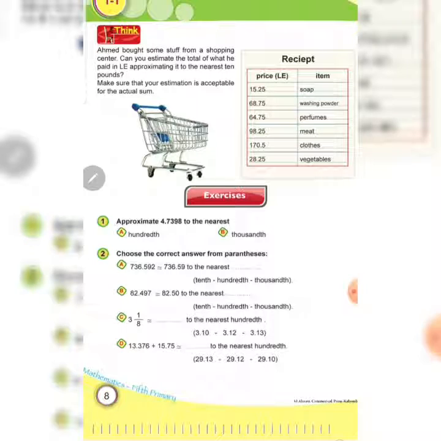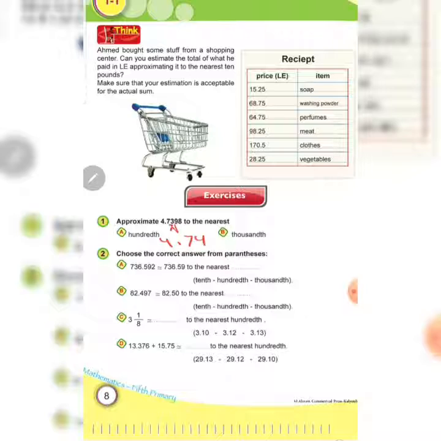Approximate 4.7398 to the nearest hundredth. I must put a line under the hundredth. The hundredth is 3. 9 will give 3 because it's a rich number. So the answer will be 4.7 and 9 gives 3.